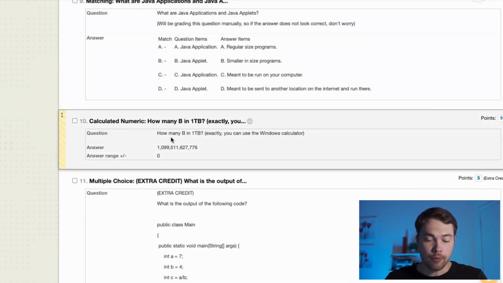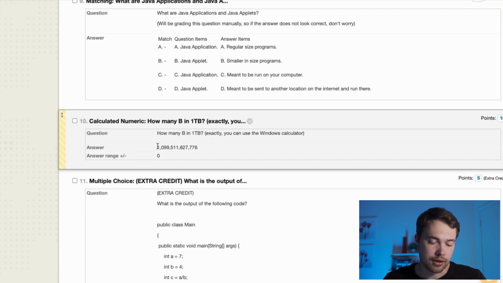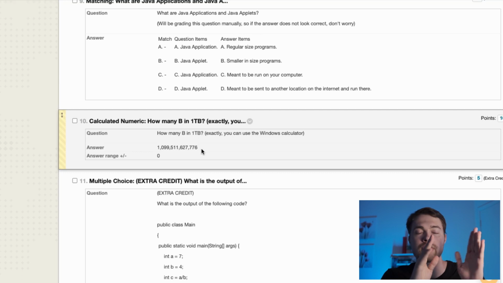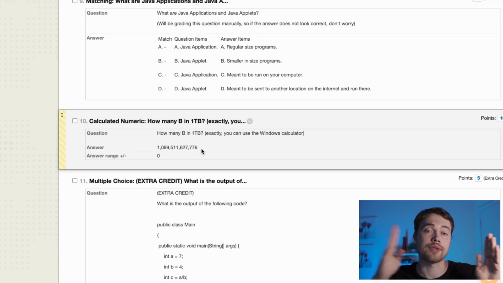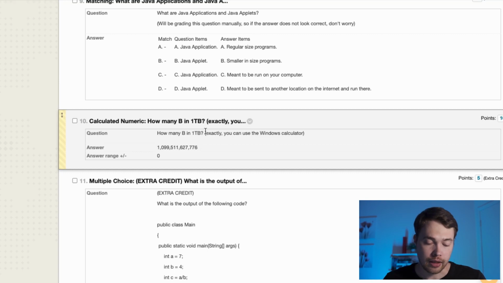Now, how many bytes in 1 TB, right? So how many bytes in 1 terabyte? That question was a bit tricky, a bit more difficult, but here's the right answer. There were a couple of students who put 1 and 12 zeros. That's kind of correct, but that's not exactly correct. So that's why I put the word exactly here. You can use Windows calculator or anything else.